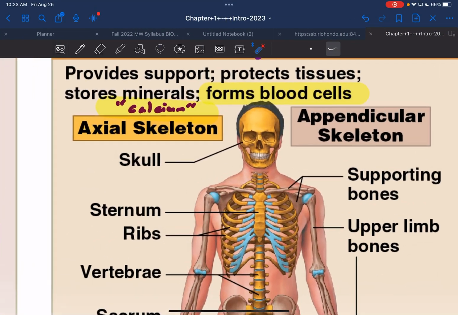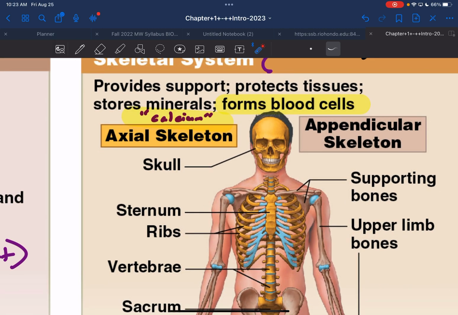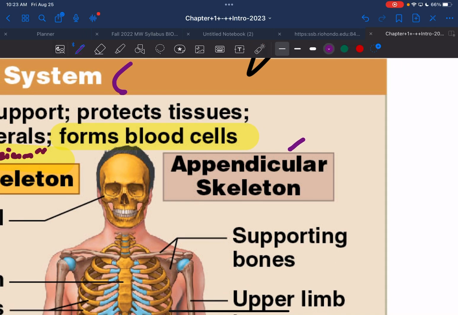Something that we must learn, because you're going to have to learn it for lab in about a week and a half, is that you have the axial skeleton and the appendicular skeleton. What does the word appendage mean? Appendage. Not appendix, appendage. A limb. It means an arm or a leg, and that's all this word means. So this is referring to your arm or your leg.